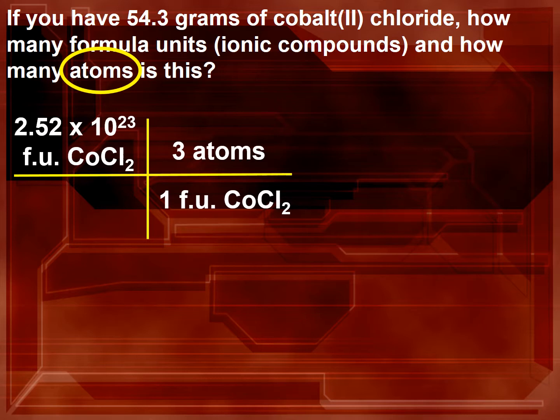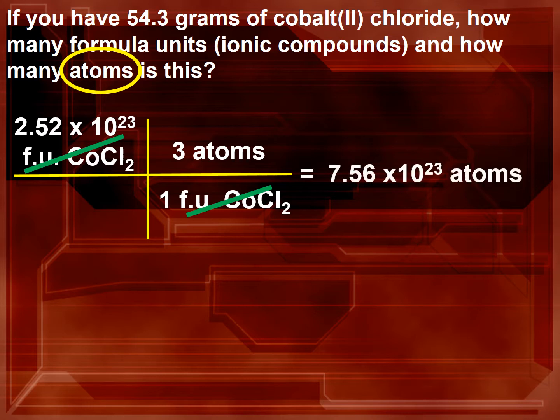Well, we look at the formula and count the atoms. 1 cobalt and 2 chlorines. We had to do that anyway to get our molar mass for that formula. So we know there are 3 atoms in a formula unit. We could do this for a molecule too, or we could count ions. In this case, the formula units cancel and it leaves us with just atoms. So we essentially multiply our answer by 3 and we get 7.56 times 10 to the 23rd atoms. And that's not of anything, that's just atoms.